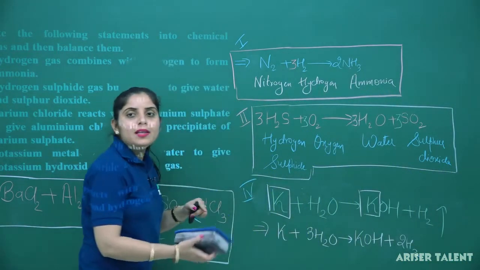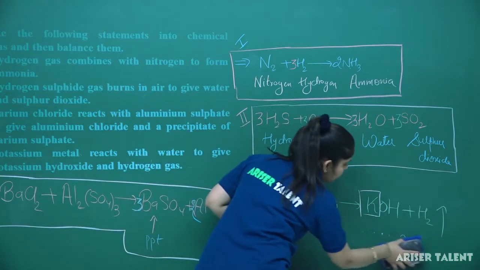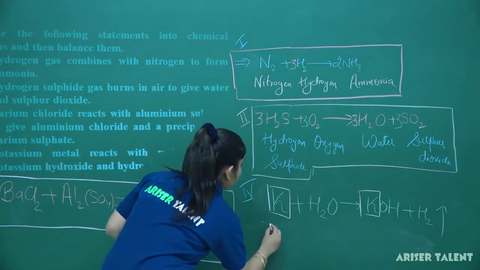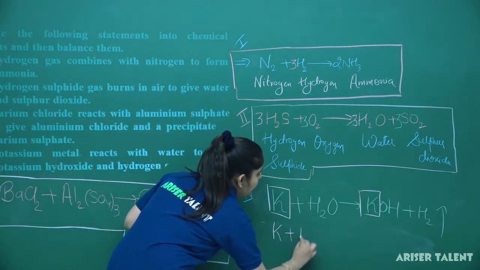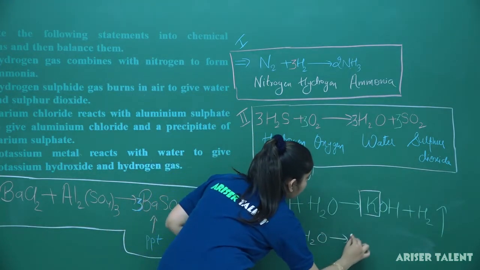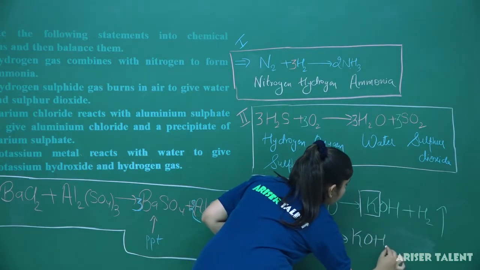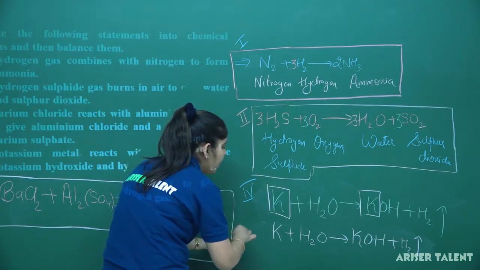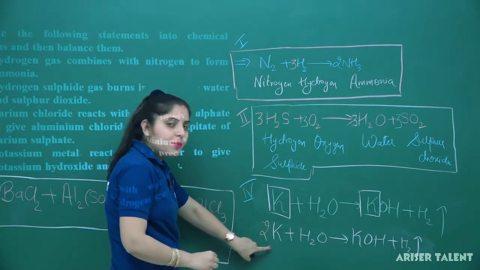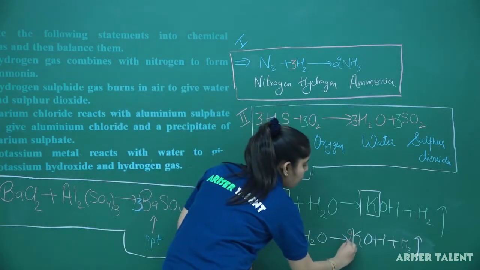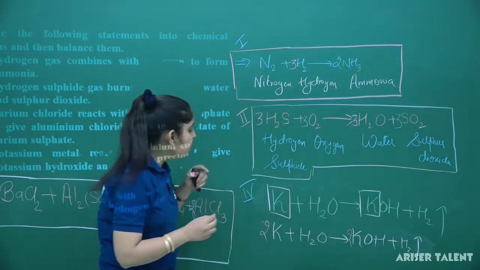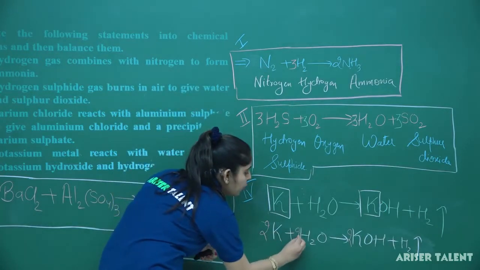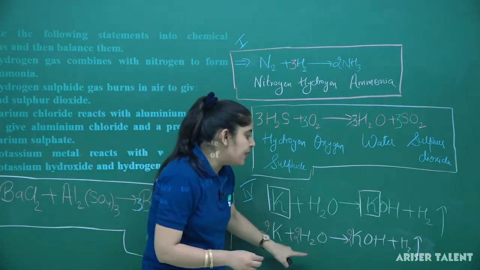Now we are trying to balance the equation one more time. What I am doing here: K plus H2O gives KOH plus H2 gas. Now I am putting 2 over here, so potassium is now equal to 2. Now 2 over here, potassium again 2. Now see here, oxygen is 2, here oxygen is 1. So we will put 2 over here. So oxygen is balanced now.